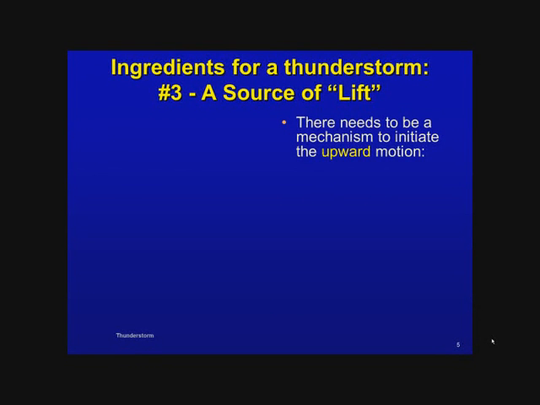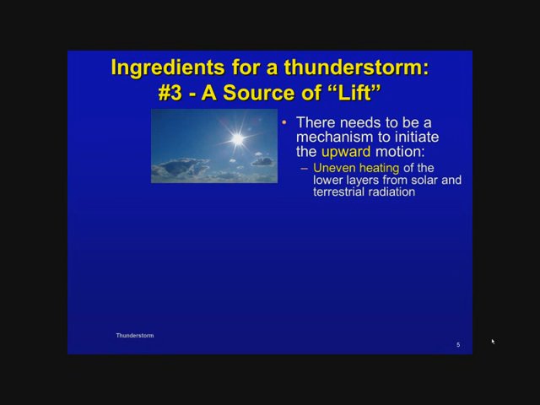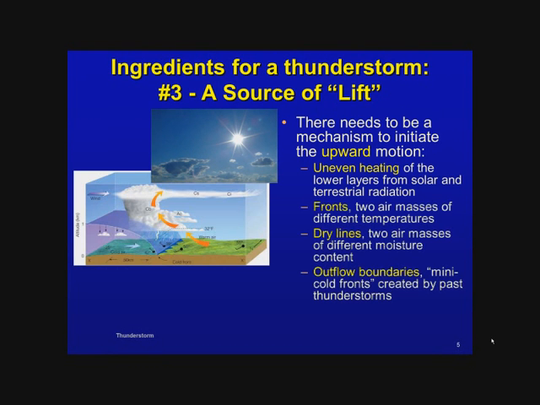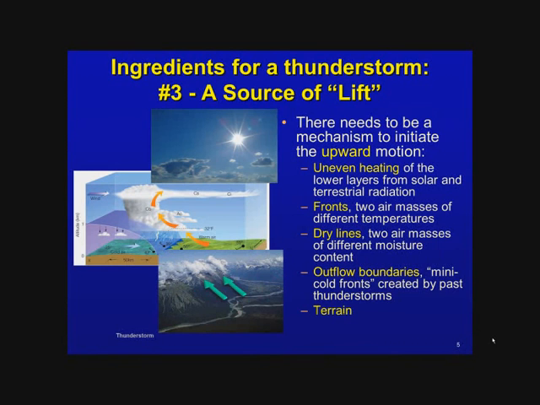Finally, there needs to be a mechanism to initiate the upward motion. These can include uneven heating of the lower layers from solar and terrestrial radiation, fronts, dry lines, and outflow boundaries, which actually act as wedges to lift warm and moist unstable air to saturation and produce a cloud and the eventual thunderstorm, and terrain.